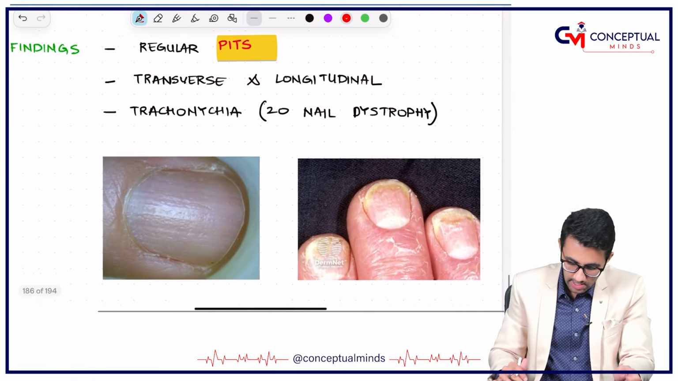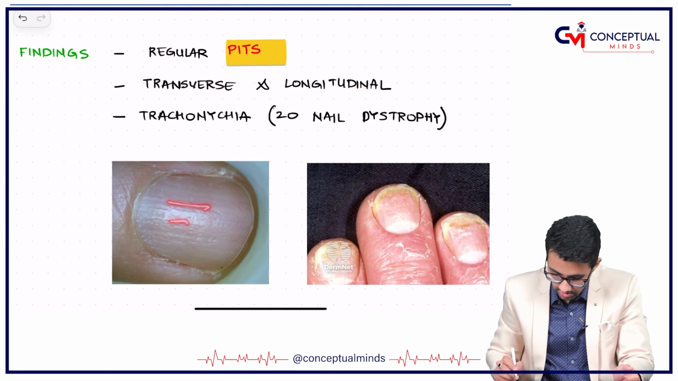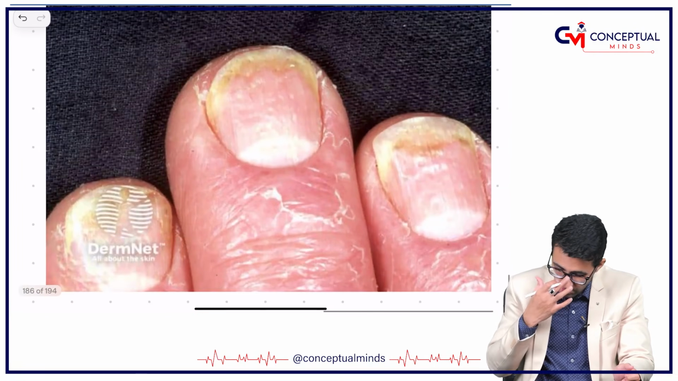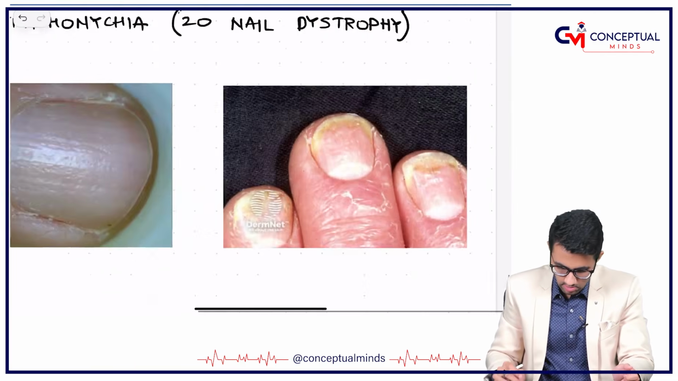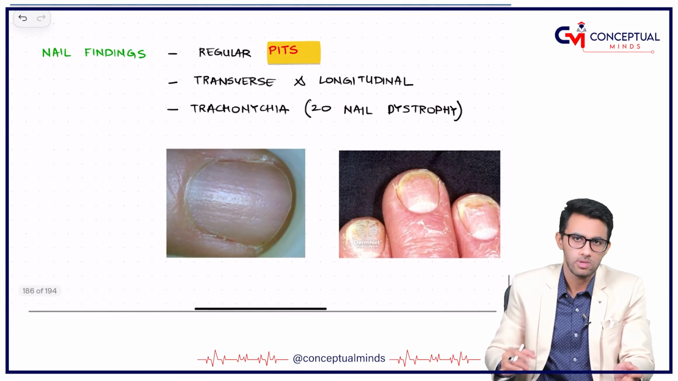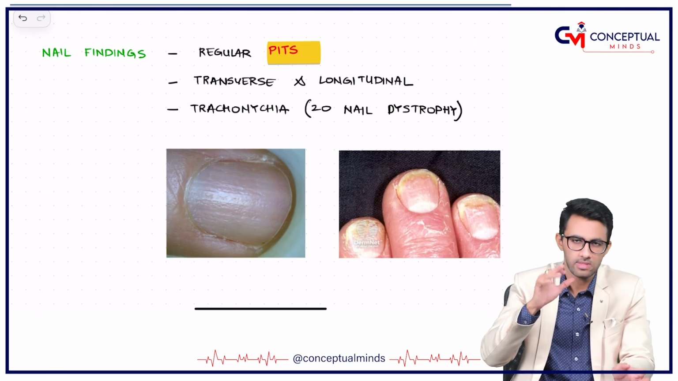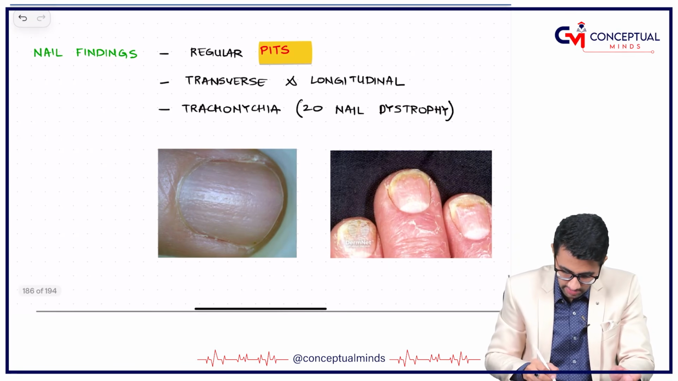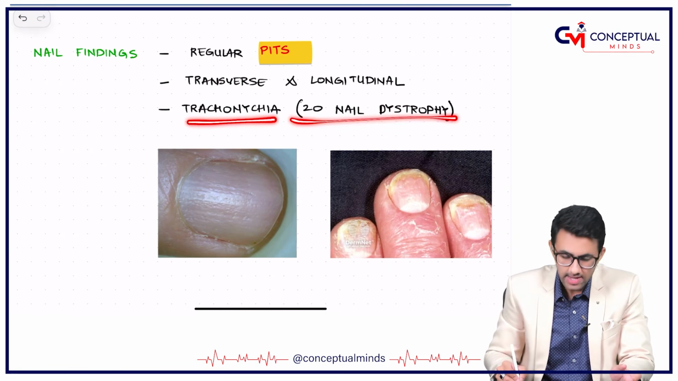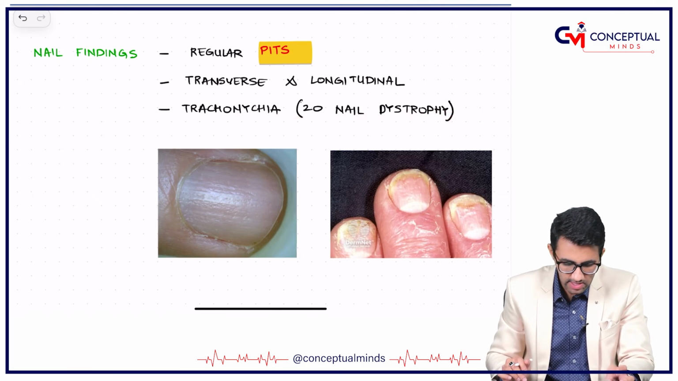They are transverse and they are longitudinal pits, we can say right here. So we should be knowing them very properly, right? The nail findings are very peculiar. Even in the image based discussion, I will include all the images about hair, nail, everything, and it will be quite a good discussion. Okay, all right. Trachyonychia, twenty nail dystrophy. We read about this before as well. All the nails are involved. Okay, fine. So we're done with the nail finding over here.